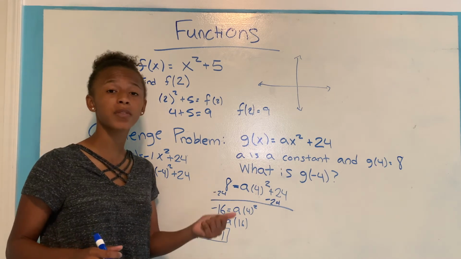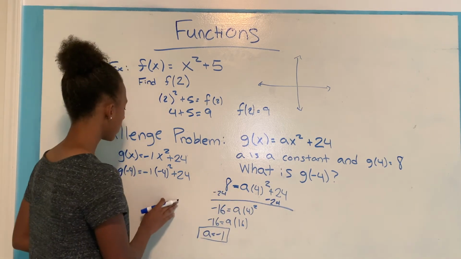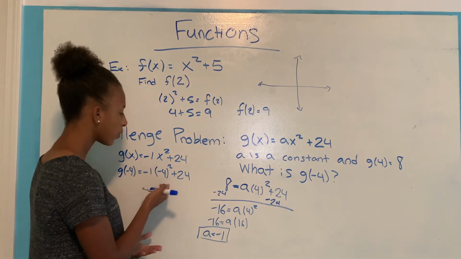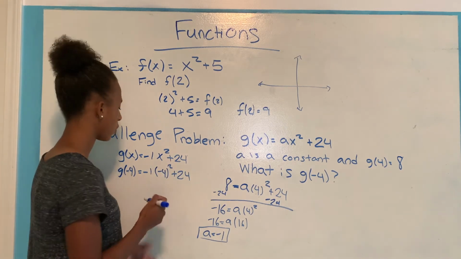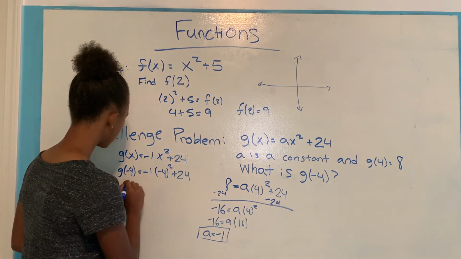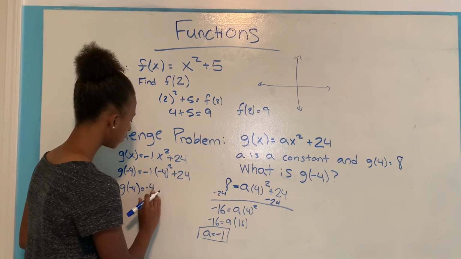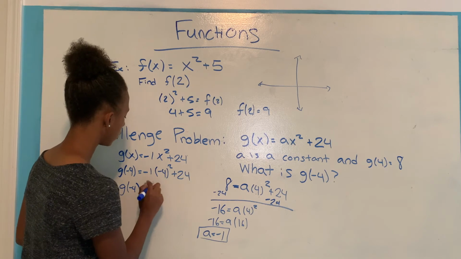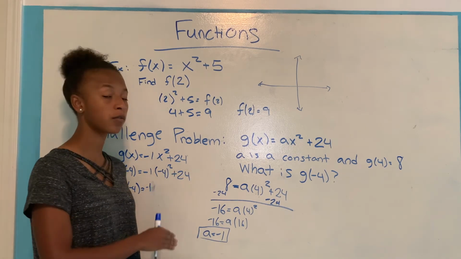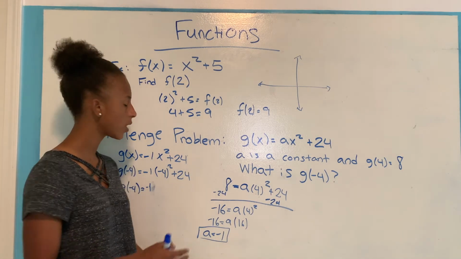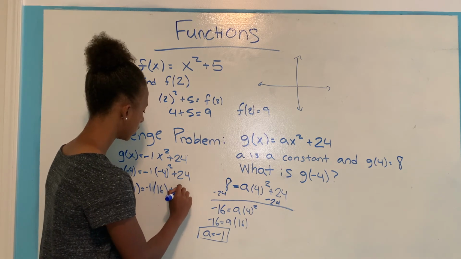Remember, PEMDAS is parentheses, exponents, multiplication, division, addition, and subtraction. All right, so in this case, we have no real parentheses in here, nothing to solve for. So then we move on to exponents. That's what we're going to do first. So let's simplify this. Equals negative 1 times, and then you simplify the next one. So negative 4 times negative 4, which is negative 4 squared, that would equal 16, plus 24.